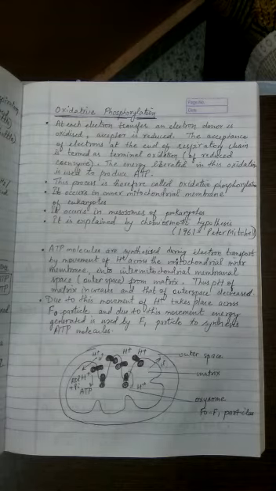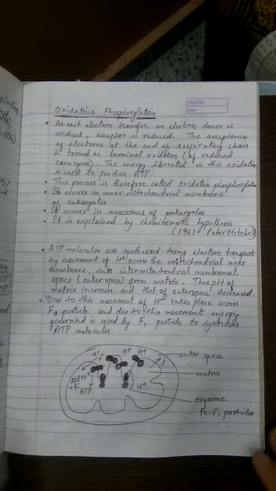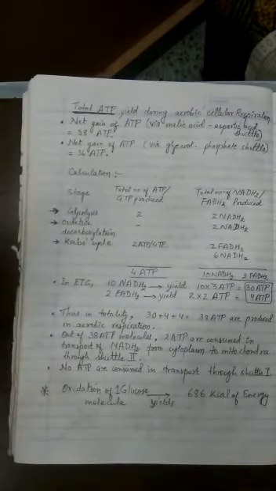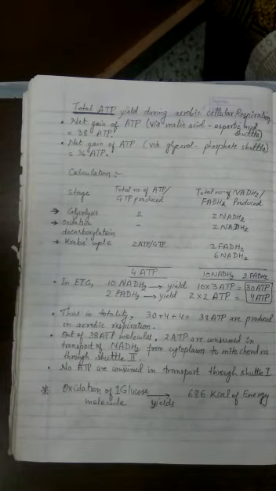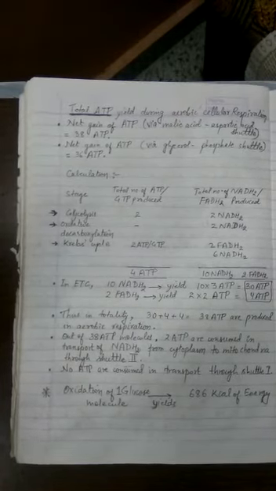So protons move in this concept from the outer space to the matrix, across the F0 particle, and this liberates energy which is used by the F1 particle to form ATP. We even did the calculation of the total amount of ATP produced, or kilocalories of energy produced, from one glucose molecule.